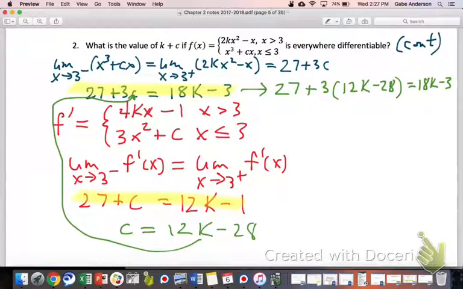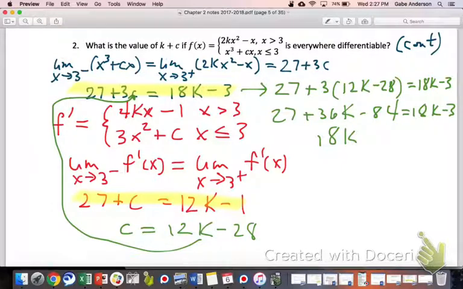Okay, so if you do the substitution, that next step in green on the right there, that's what it should look like. I mean, I just did the substitution, that's it. If I distribute the 3, it's 27 plus 36k minus 84 is equal to 18k minus 3. If I start adding my like terms up, I'm going to get 18k over there. That's negative 57, so plus 57 equals 54. So did you guys get k is equal to 3?